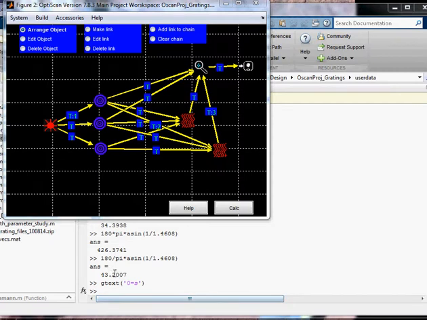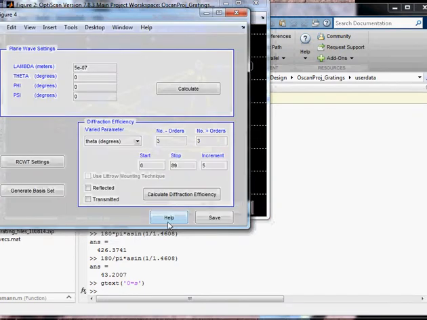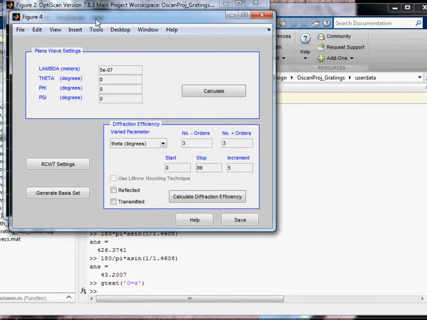Okay, so today we're going to use the RCWT calculator to make a binary amplitude grating from a chromium grating. To start RCWT, you go under Accessories with the RCWT calculator, and we're going to choose a wavelength of 650 nanometers, so I set that.